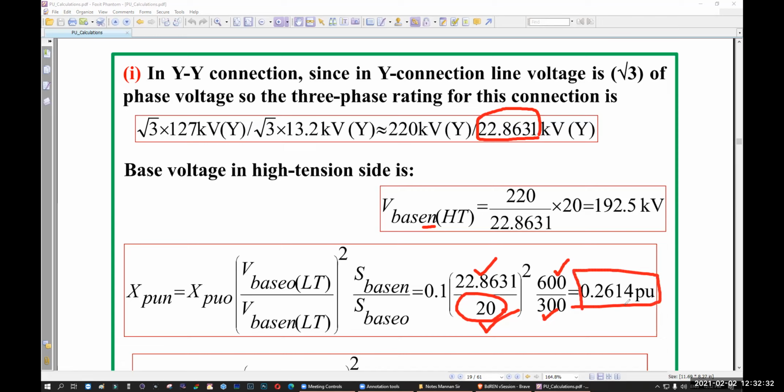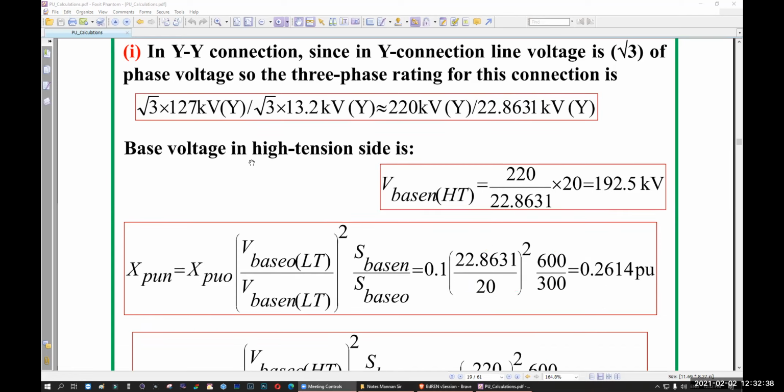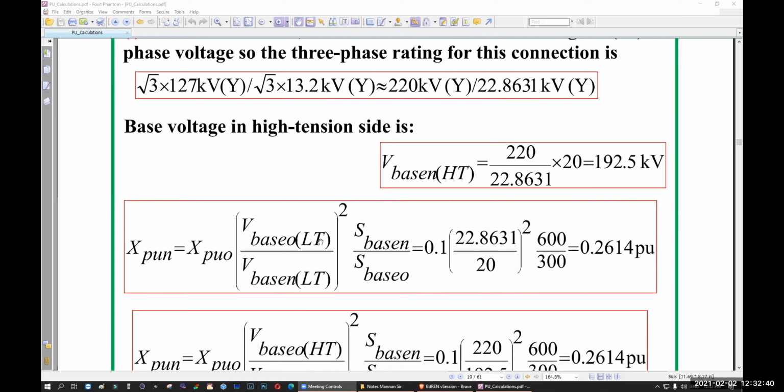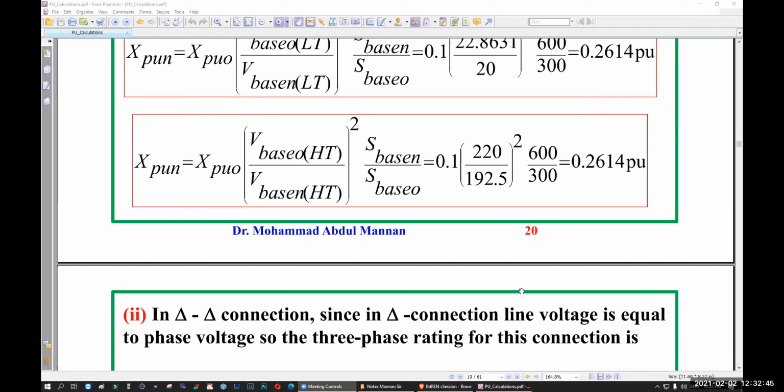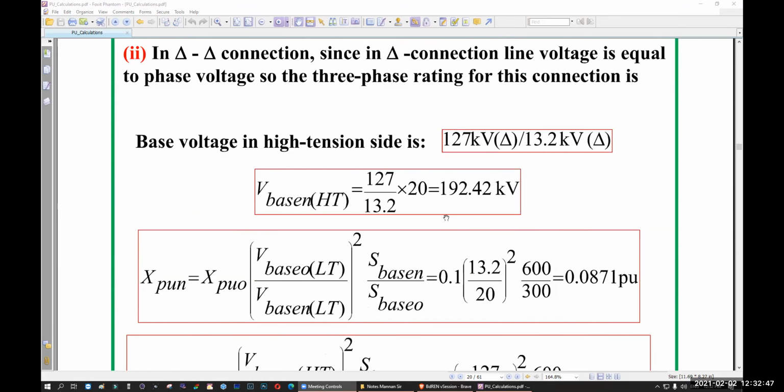0.2614 per unit. That is when you calculate on the low voltage side; if you calculate on the high voltage side, you will again get the same value. Now for delta, no root 3 will be multiplied, because 127 will be 127 and 13.2 will be 13.2, because both of them are delta, so no root 3.